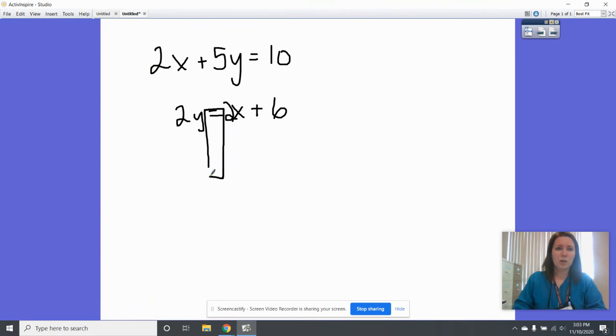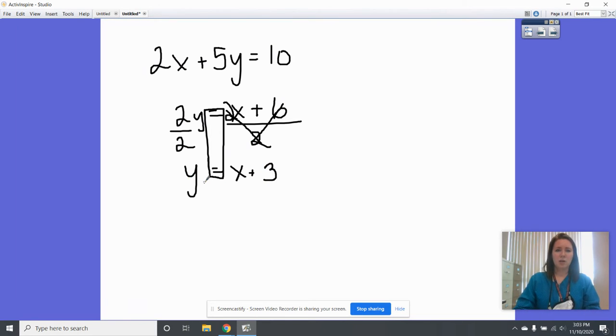So I need to get y by itself. I'm just solving an equation. Divide by 2 on both sides. And y equals, we'll have to do 2 divided by 2. That is 1. 1 times x is just x. Plus, I have to do 6 divided by 2. Well, 6 divided by 2 is 3. So now I have solved this.